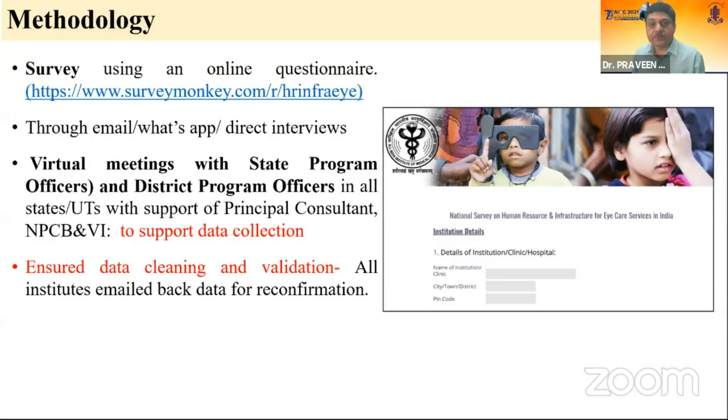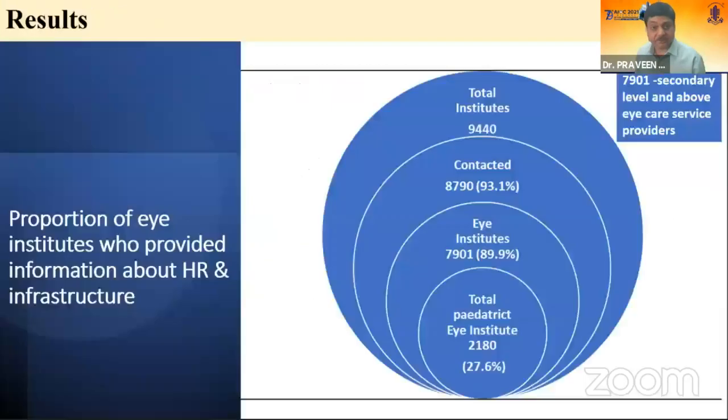The survey used an online questionnaire, that is www.surveymonkey.com, and we contacted through emails. The questionnaire was filled through WhatsApp also, or through direct interviews. After that, virtual meetings were conducted with all the state program officers and district program officers in the country with the support of the principal consultant, NPCB and VI, and they helped in data collection. We ensured data cleaning and validation. All the institutes were sent back the data for reconfirmation.